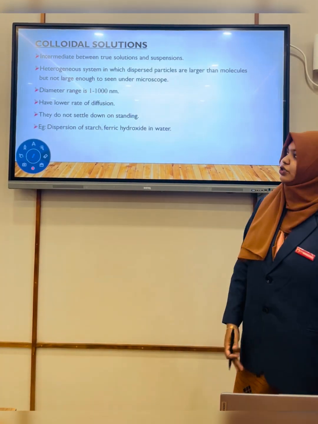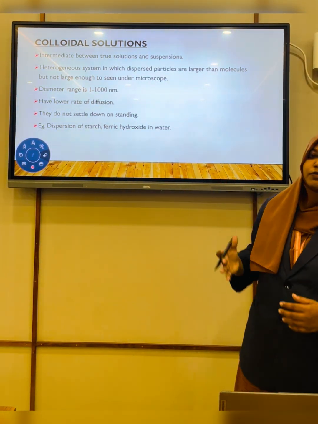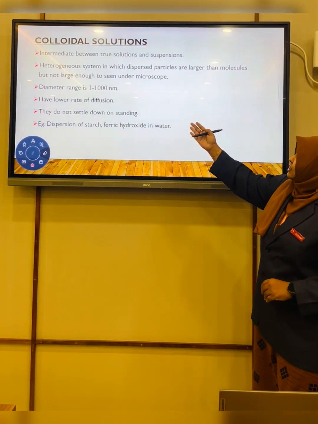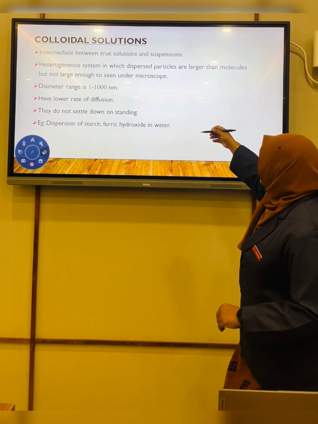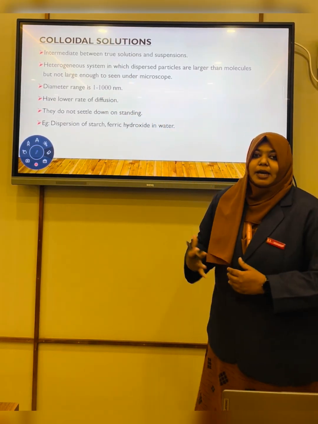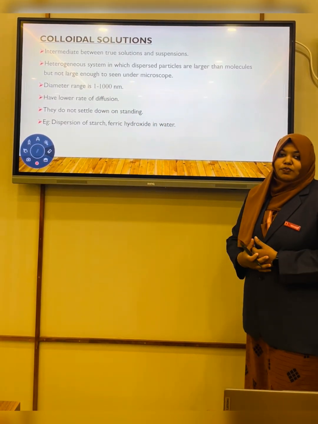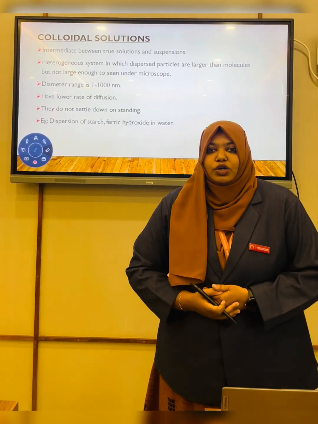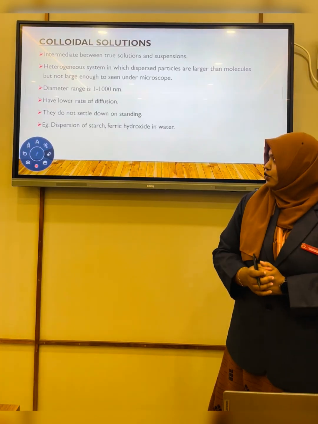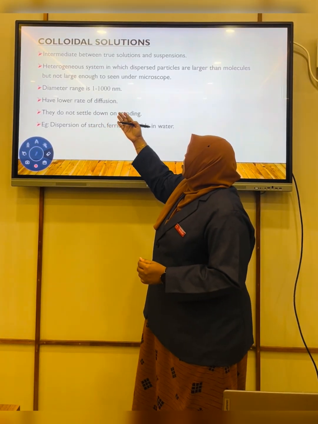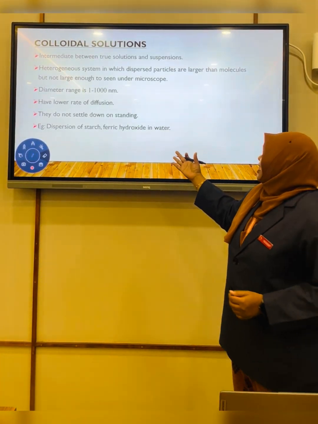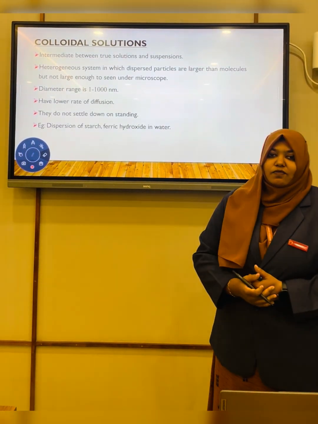Next, colloidal solution. Colloidal solutions are intermediate between true solution and suspension. It is a heterogeneous system in which dispersed particles are larger than molecular size but not large enough to see under a microscope. The diameter range of the particles is 1 nanometer to 1000 nanometers. It shows a very low range of diffusion. It does not settle down on standing. Examples: dispersion of starch and ferric hydroxide in water.